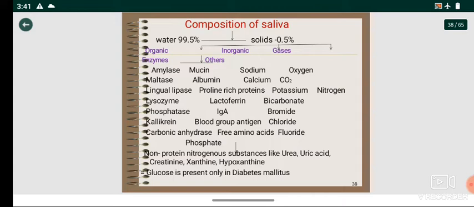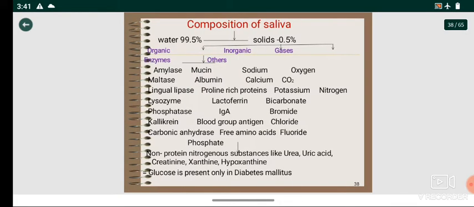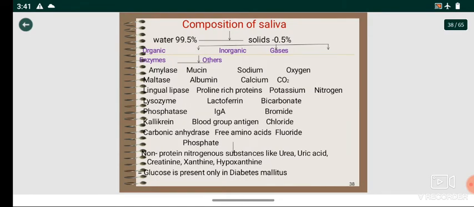The next is lingual lipase. Lipase is the lipolytic enzyme, and the prefix lingual is used because this enzyme is secreted on the surface of the tongue. So this is known as lingual lipase. Then the next is lysozyme. Lysozyme is a bactericidal enzyme. Phosphatase will break down the phosphate bond. So the enzyme is phosphatase.